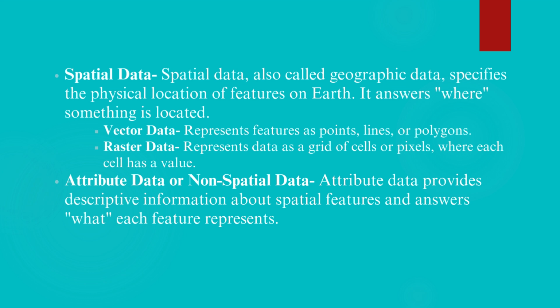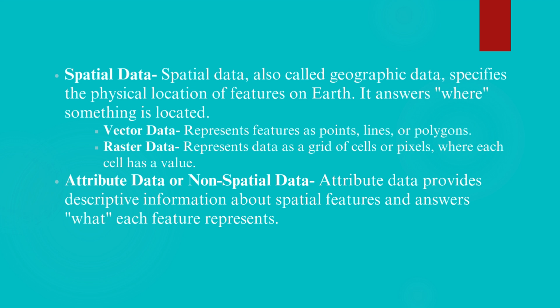What is spatial data and non-spatial data? Spatial data, also called geographic data, specifies the physical location of features on Earth. It answers where something is located. There are two main forms, vector data and raster data. Vector data represents features as points, lines, or polygons. Raster data represents data as a grid of cells or pixels where each cell has a value.